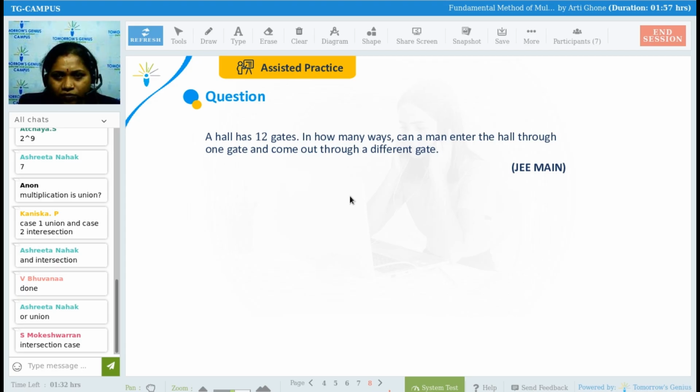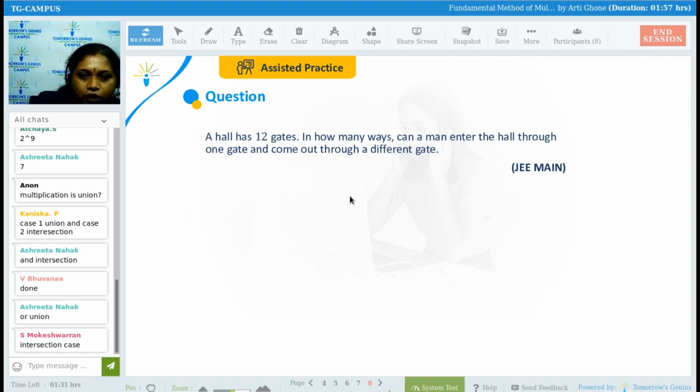Quickly, I want the answer. There is no rocket science in this question. It is a straightforward question. Yes, and don't answer me in an intersection pattern. If it is connected with the sets, then and only then. What will be the fundamental counting principle then? A hall has 12 gates. In how many ways can we enter the hall through one gate and come out through a different gate?